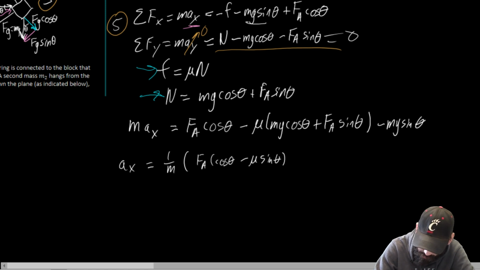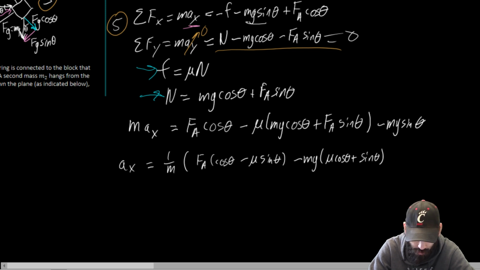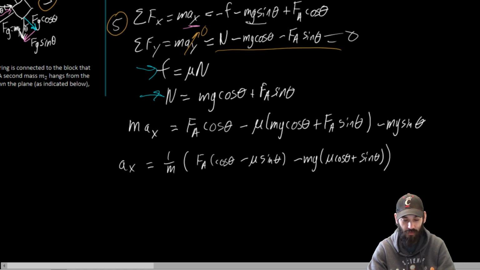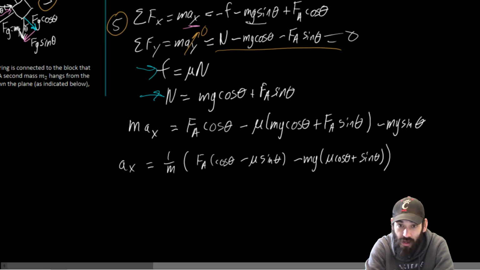So as always, as you're going through this, make sure that you're checking to make sure everything's consistent line to line. So this is going to be minus mg times mu cosine of theta plus sine of theta. And that's everything, because there's 4 terms in the previous line. I've just collected things in terms of Fa and mg.